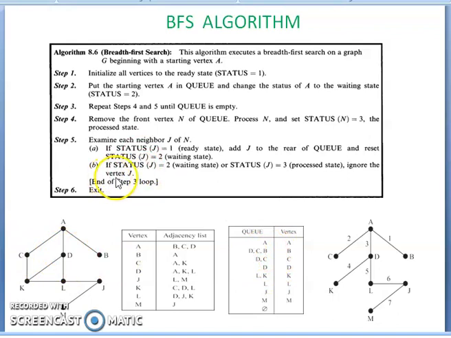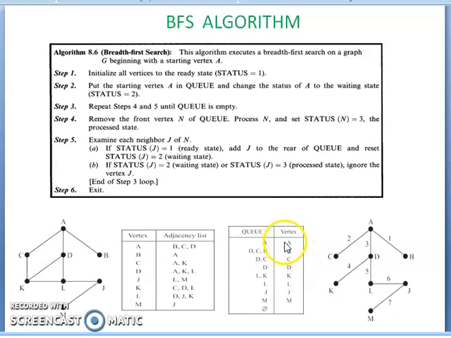Now once the step is over, end of step 3 loop, go for this again and verify it. The queue is not empty. So the queue has B, C, D, and we remove the front vertex. Which vertex is in front? B is the front vertex in the queue, right? So remove that one and process it. Make that particular B's status 3. That means you process it.